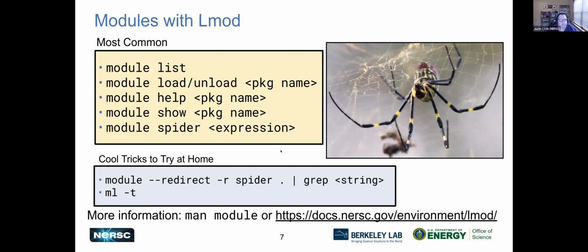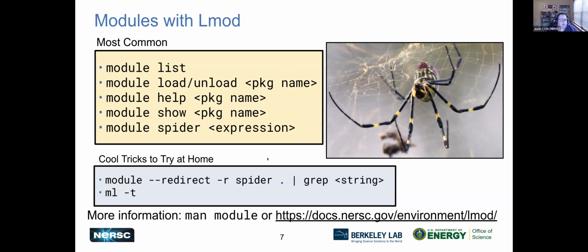Modules have a few commands that are commonly used for finding, loading, and searching for software. Module list will show you what you currently have loaded. Module load and unload of a package will load in the software and modify your environment so that it's available for you. Unload does the opposite. Module help sometimes will give you some useful information about the package that you're trying to load.